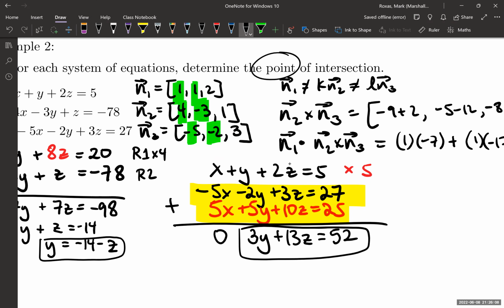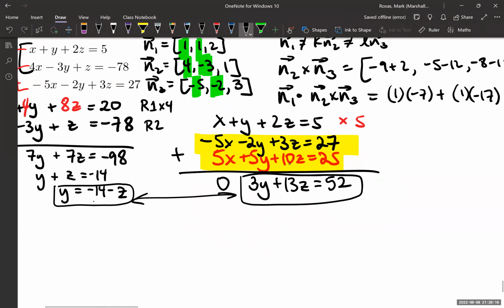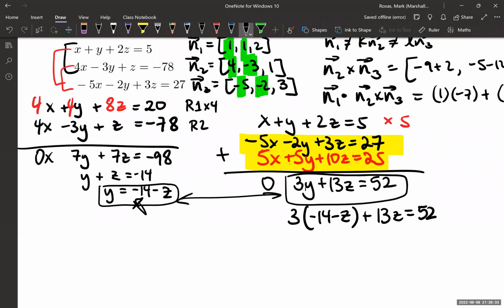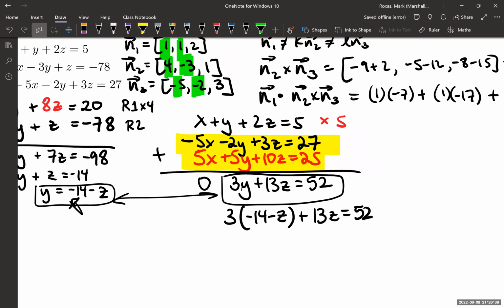Now I'm going to take these two equations and substitute one into the other. I already wrote this one as y in terms of z, so let's just plug it in here. So 3 times y, substituted with negative 14 minus z, plus 13z equals 52. And then we are going to solve for z. We have an equation with just z in it. So 3 times 14 is negative 42 minus 3z plus 13z equals 52.